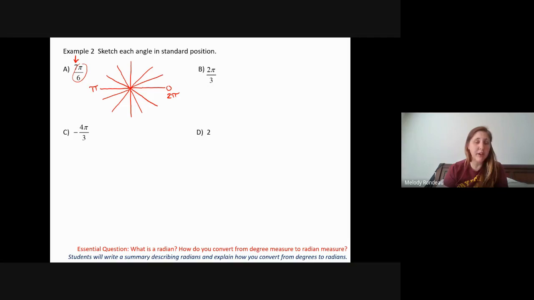So I'm going to start here, and I am going to draw this arc, this little circular thing, which is part of your standard position. 1, 2, 3, 4, 5, 6, 7. I like to draw the arrow, but you don't have to. Just the arc is included in your angle being drawn in standard position, and that is 7 pi over 6.